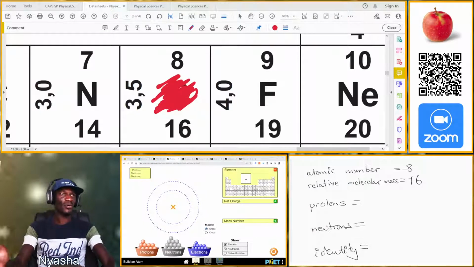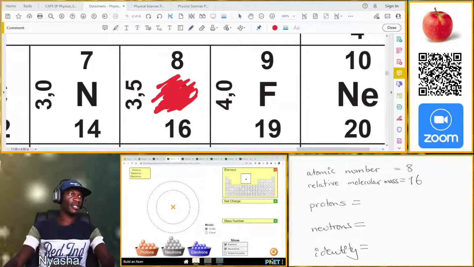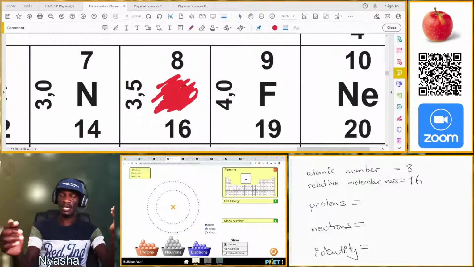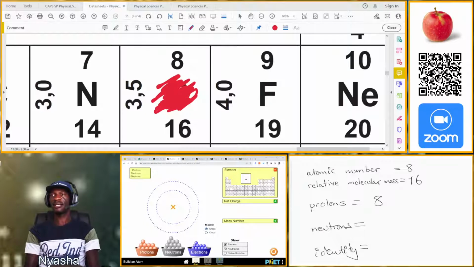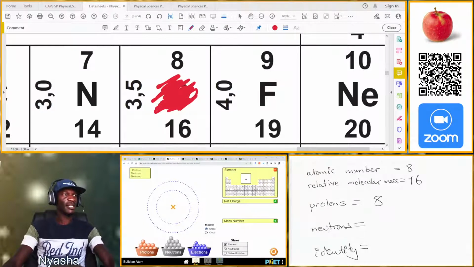Okay, so we can derive its number of protons from its atomic number, right? It's an identifying number. So we can take our number of protons and we can write that, okay, this element has 8 protons. So let's just build it. So what we have in this interesting display is a method of building the element.